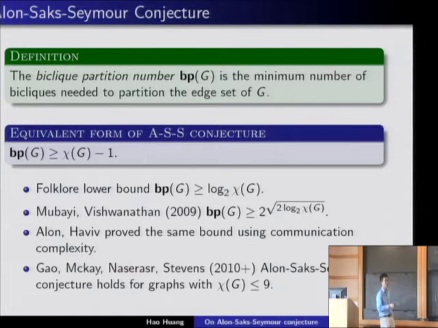And Murray and Bisch-Wernerson improved this lower bound to 2 to the power of square root of log. This is greater than 2 to the log. And Alon Haviv proved the same 2 to the square root of log lower bound using communication complexity. I will talk about this later. And there's another group of people who verified this conjecture for all the graphs with chromatic number up to 9. They somehow reformulate this problem such that you only need to check a finite number of cases.